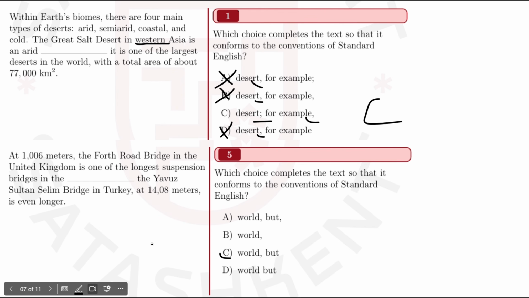Again, this sentence contains two independent clauses. The first: the Fourth Road Bridge in the United Kingdom is one of the longest suspension bridges in the world. The second, also independent: the Yavuz Sultan Selim Bridge in Turkey is even longer. These two ideas show contrast, so the coordinating conjunction "but" is the best choice. B is incorrect. In English grammar, when two independent clauses are connected with a coordinating conjunction such as "but," we place a comma before the conjunction. So the correct structure is C.